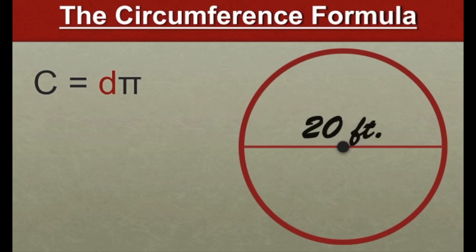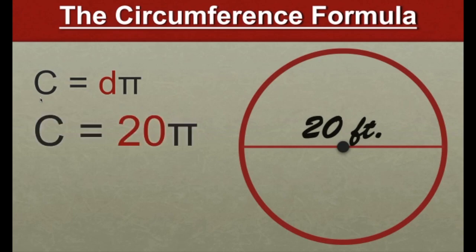So let's start with the circumference formula. The circumference formula is pretty straightforward and pretty simple to use. It's C equals D pi. C represents circumference equals D represents diameter times pi. So, well, what do we know about the circle? We know that the circle's diameter is 20 feet. So, wherever we see diameter, we're going to put 20 feet. So let's plug everything that we have in. Circumference equals 20 pi. The diameter is 20, so now we have 20 pi.